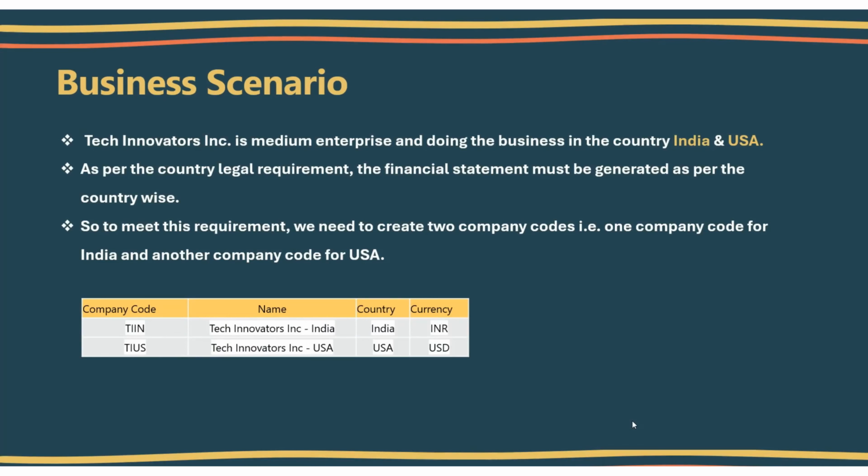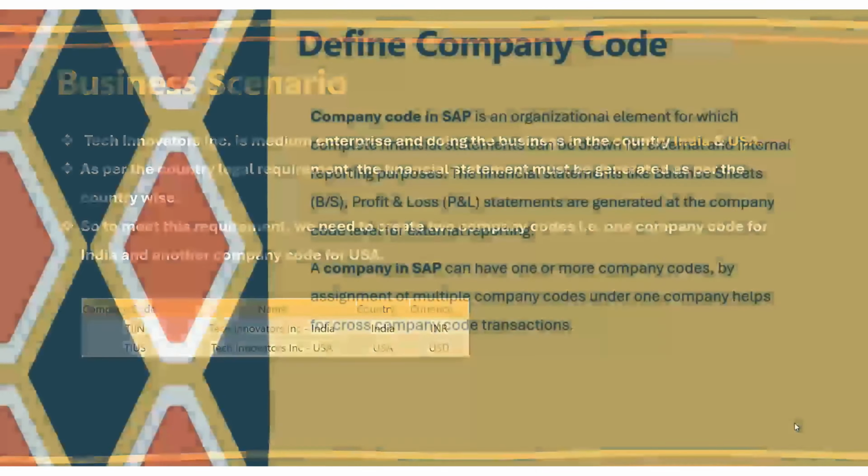Now, to meet these legal and financial obligations, the Tech Innovators has decided to set up two separate company codes within SAP S/4HANA. If you could see here on the screen, these are the company codes which we are going to create. Now, it's time to move on to defining the company codes.